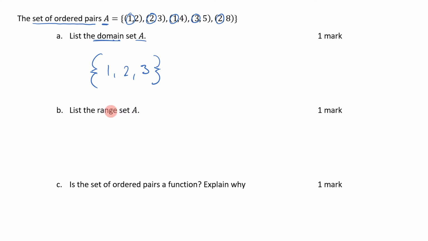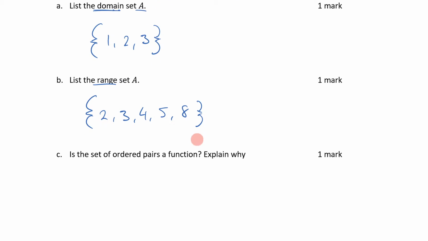It's already there. Then it says list the range of set A. You know that the range is just all of your possible y values. So now we're just looking at all the y values here. That means we come here, we put in our curly brackets again, and we go 2, 3, 4, 5, and 8, and then we close it off.